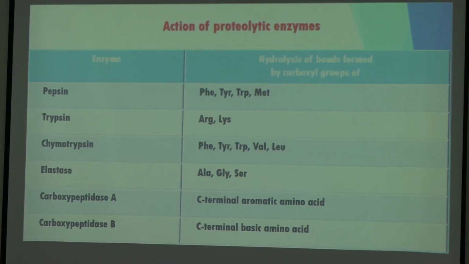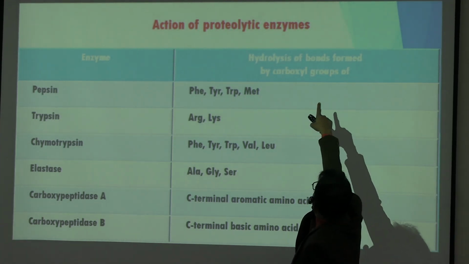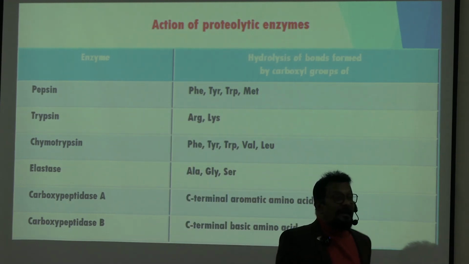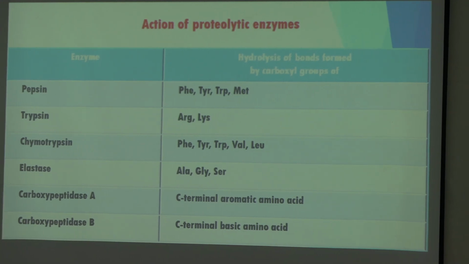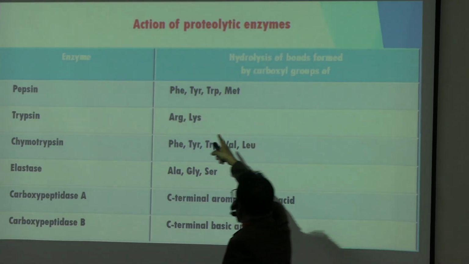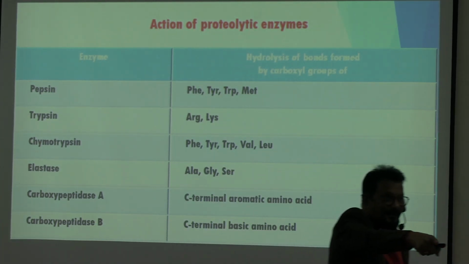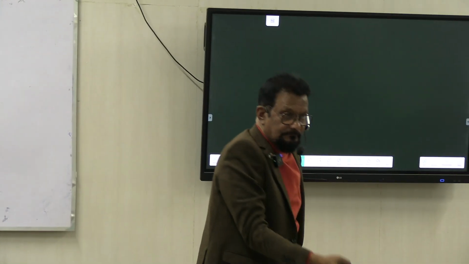See, this is important. Pepsin: hydrolysis of bonds formed by carboxylic groups. Phe is phenylalanine. This amino acid has one carboxylic group, and this carboxyl forms one peptide bond. Pepsin will break the peptide bond of phenylalanine. Wherever it finds phenylalanine, and so here is the phenylalanine. Which one is your carboxylic group? This one, right hand. So break it.